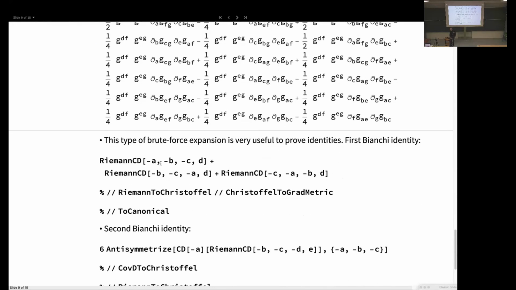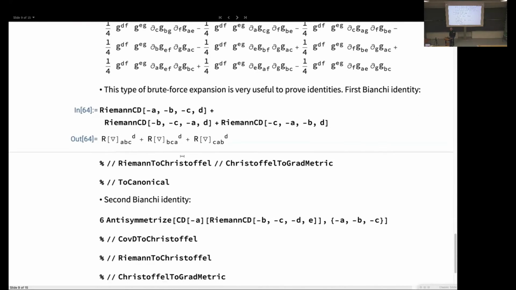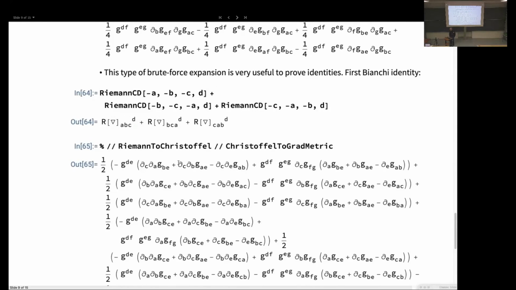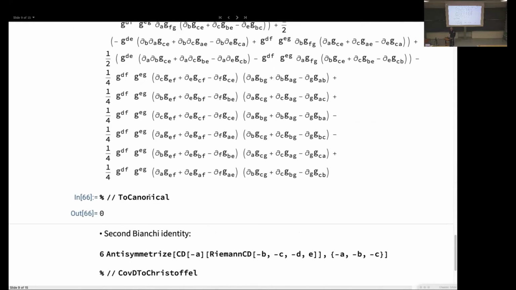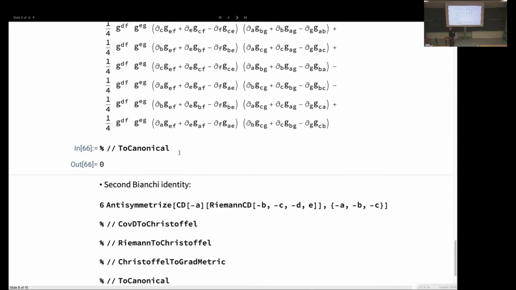Easy to understand. So now let's do the first Bianchi identity. We have those three Riemanns. We convert them into derivatives of the metric, and now we call ToCanonical and get 0. Right? That did the computation in real time.